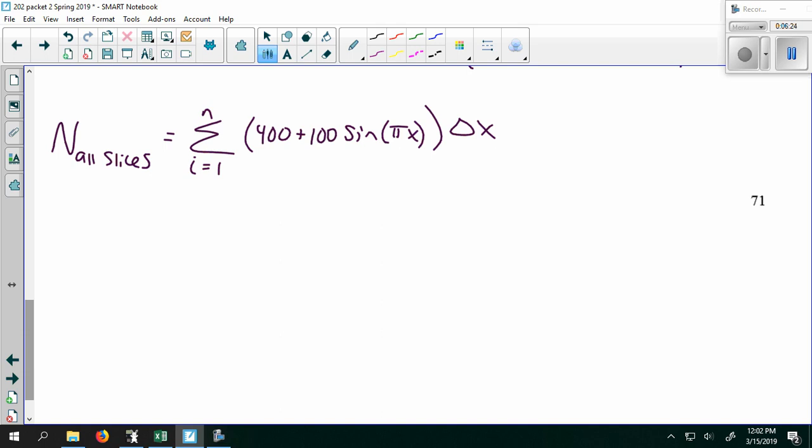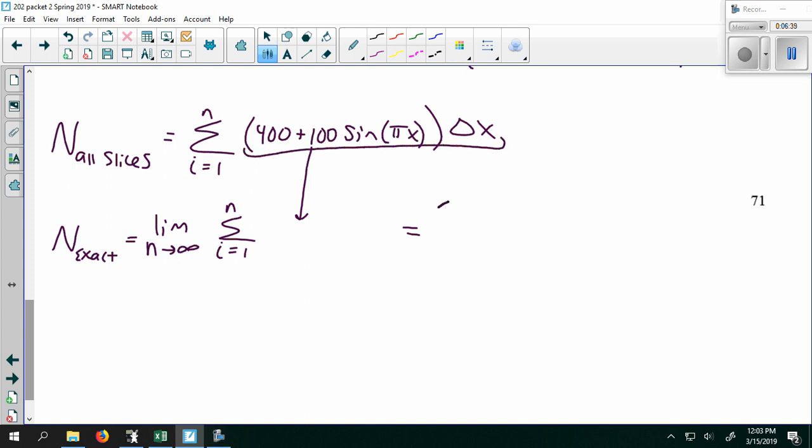So the exact number of cars is the limit as n goes to infinity of the sum of that, which is the definition of an integral. So this is 400 plus 100 sine pi x. Delta x becomes a dx. When you let the number of slices go to infinity, delta x goes to 0 and it becomes a dx. And I'm integrating from 0 to 30, from the toll booth to 30 miles later.